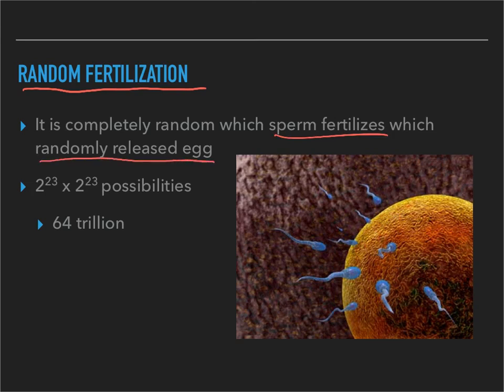If there are 2 to the 23rd different genetic combinations in sperm cells in humans, and 2 to the 23rd different genetic combinations that can be produced in egg cells, the probability of one sperm randomly fertilizing one randomly released egg creates about 64 trillion different genetic possibilities in that offspring.